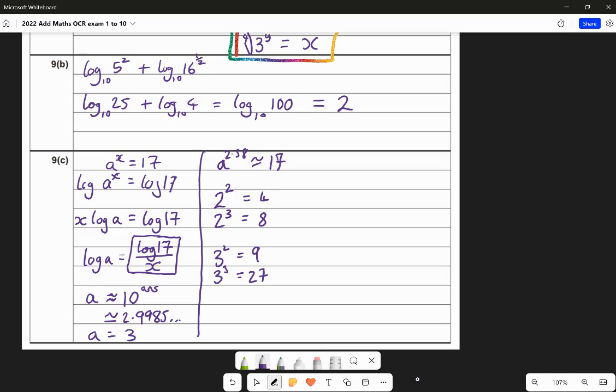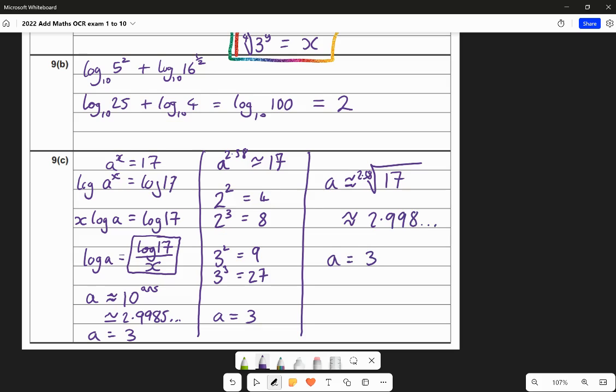So it seems that a would be 3 from trial and error. And you could even do the 2.58th root of 17 on your calculator, because if a to the power of 2.58 is 17, then a would be the 2.58th root of 17, approximately, which on my calculator gives me 2.998. So it looks like a is 3 using that.